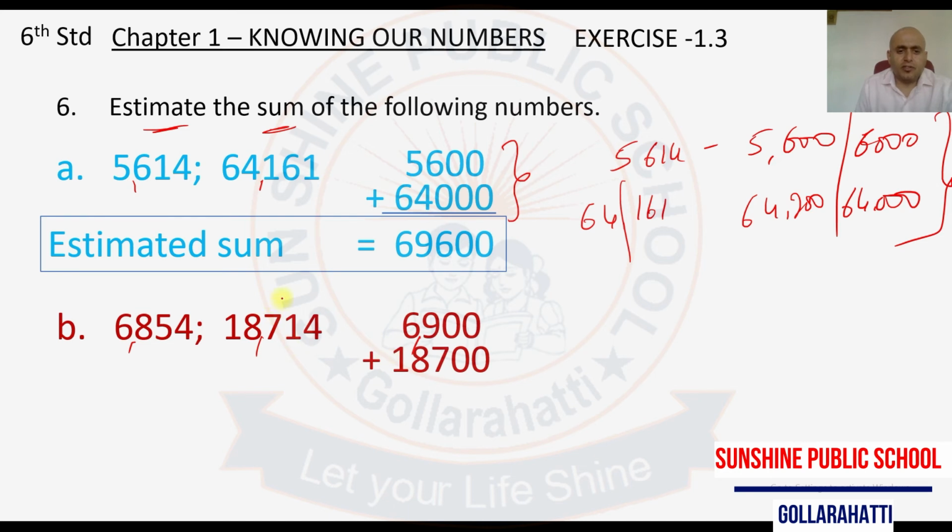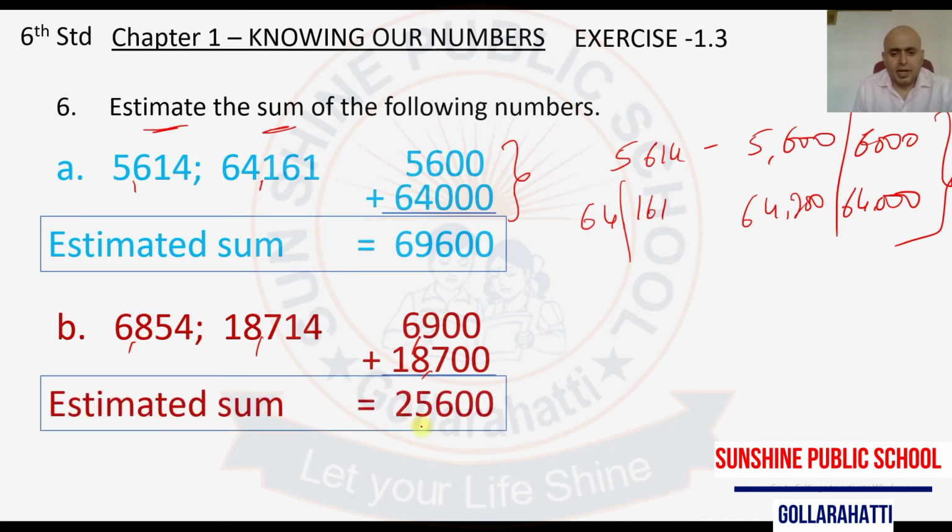Okay, if you round it off to the hundreds place, the numbers come like this. When you add these two numbers, the estimated sum will be 25,600. See, each person may get a different answer. If you write it as 25,000 or 26,000, it is not wrong. It's an approximate value. Okay, let's see the next question.